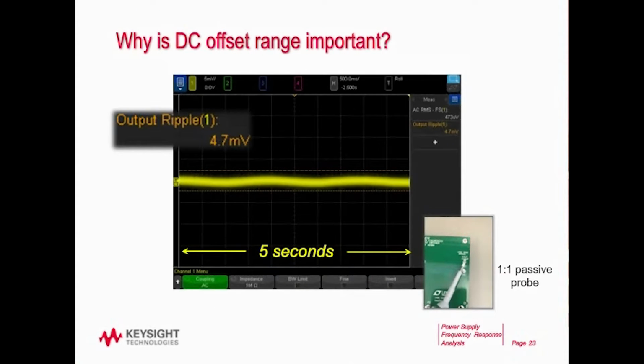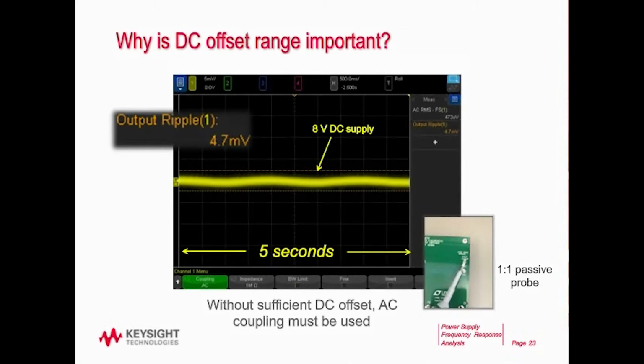Now, why is DC offset range important? Here's an example. Here I'm showing a power supply that's an 8-volt DC supply, and at this point I'm probing it with a 1-to-1 passive probe, not the active probe, not the power rail probe. Since it's an 8-volt DC supply, I have the scope set at 5 millivolts per division. I am forced to use AC coupling to get rid of the DC component. And so now I'm measuring approximately 5 millivolts of peak-to-peak output ripple.